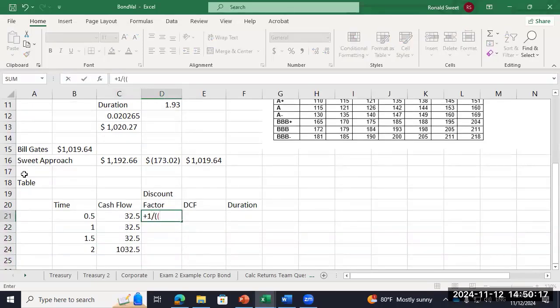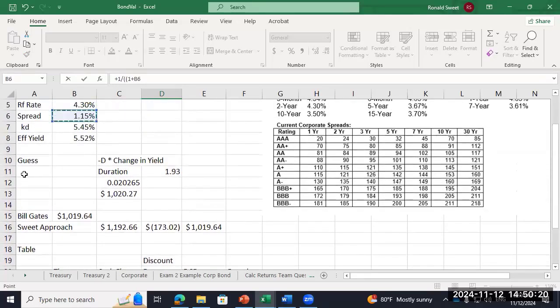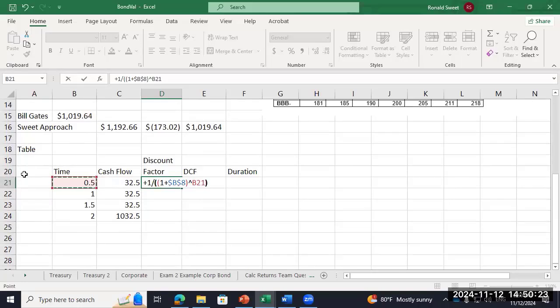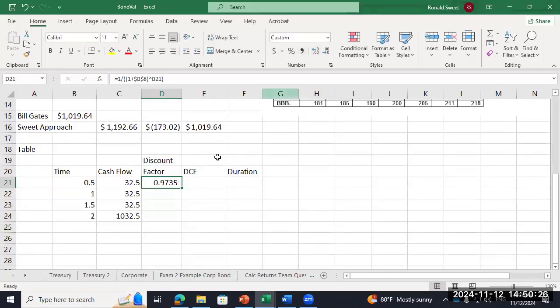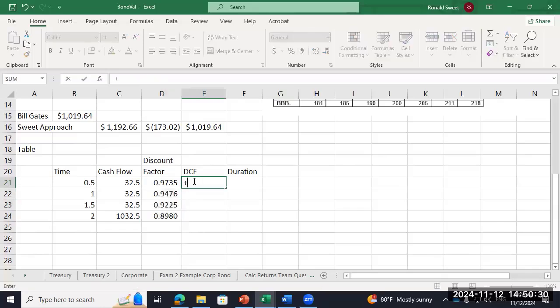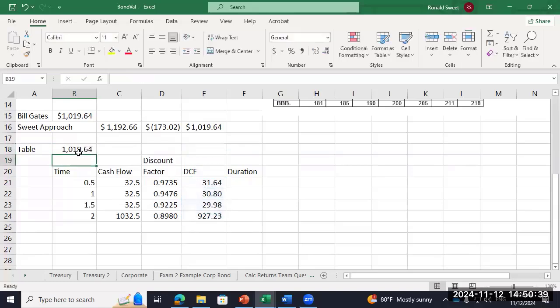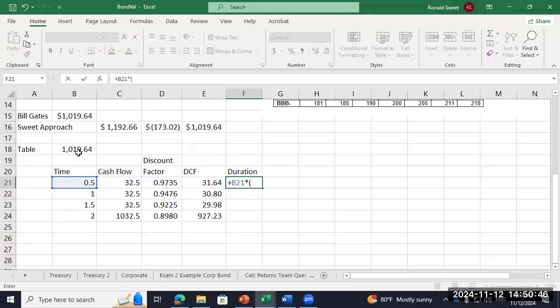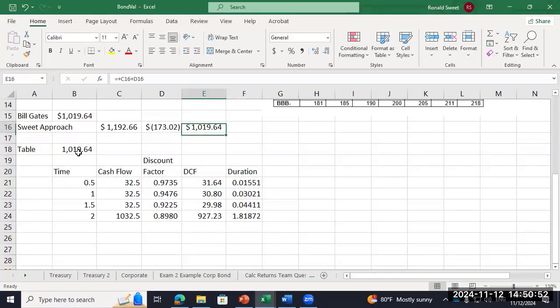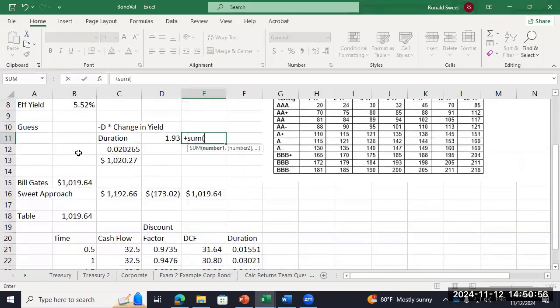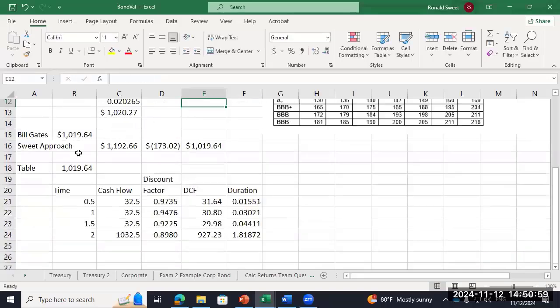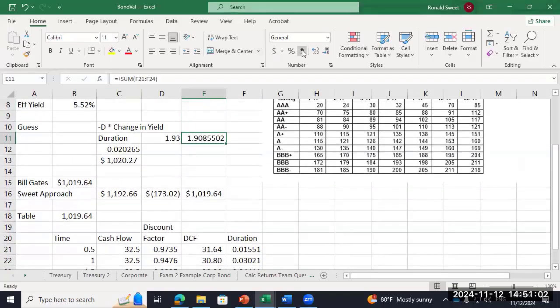The discount factor is 1 divided by, and here, the only place you use the effective yield is when you're doing the discount factor, raised to the time. You should get 0.9 something. Discounted cash flow, just multiply across. And it should give you the exact same answer as Bill Gates and sweet, and it does. And the duration, you don't need, but duration is just time times each discounted cash flow divided by the price. So the actual duration is 1.91. I was kind of close.